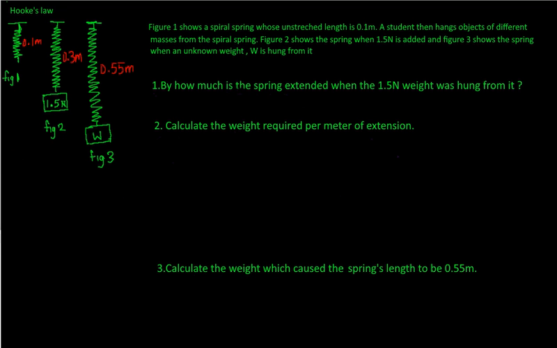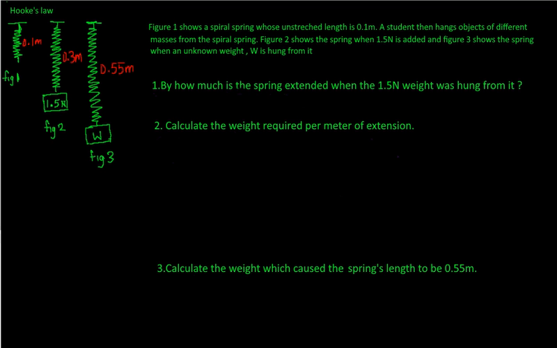Let us check this question from Hooke's law. Figure shows a spiral spring whose unstretched length is 0.1 meter. A student then hangs objects of different masses from the spiral spring. Figure 2 shows the spring when 1.5 Newton is added, and figure 3 shows the spring when an unknown weight W is hung from it.